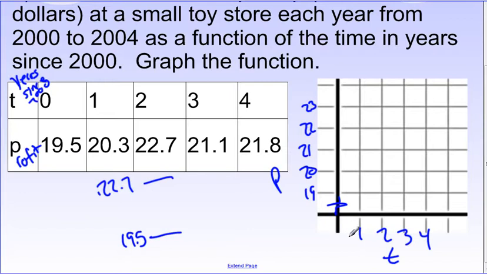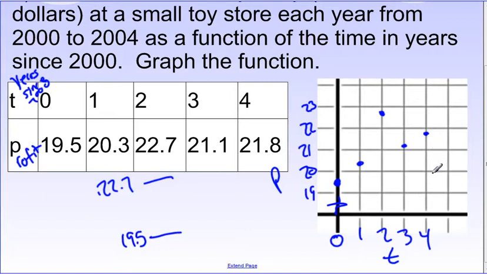And we also have in the year 0. Don't forget about him. So in the year 0, 19.5. 1, 20.3. Well, that's less than half, so in there someplace. 2, 22.7. Well, there's 22. There's 22.5. So 22.7's up there someplace. 3, 21.1. All right, so 21.1 is just over 21, so just above the line. And the last one, 21.8, is like there.